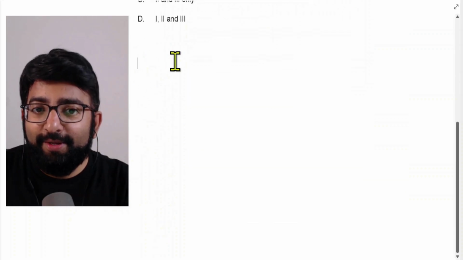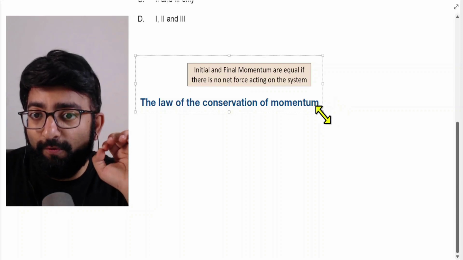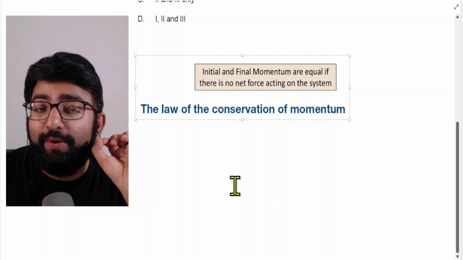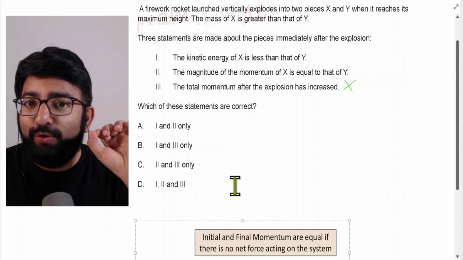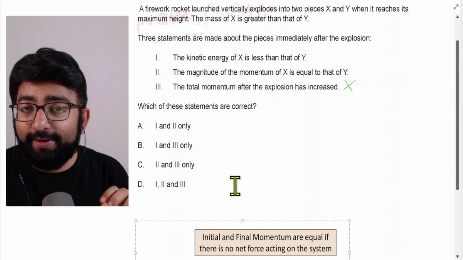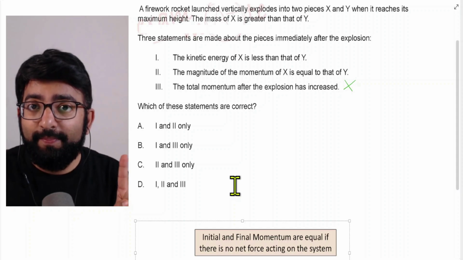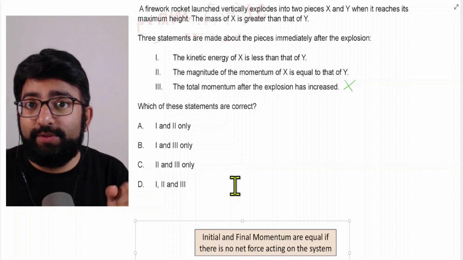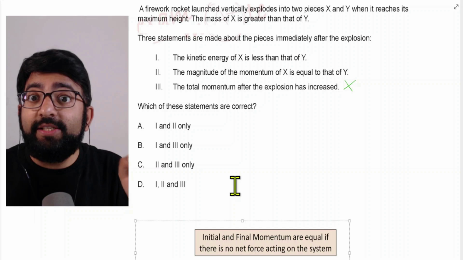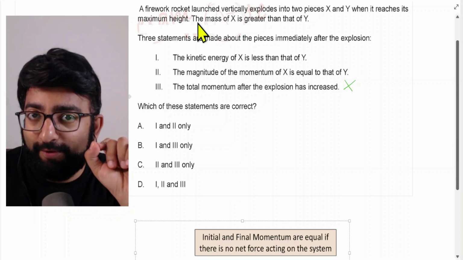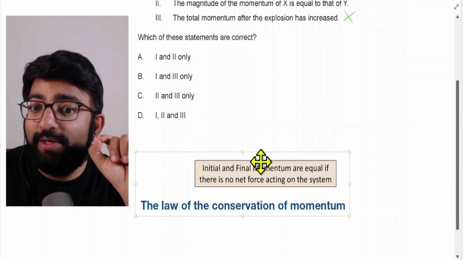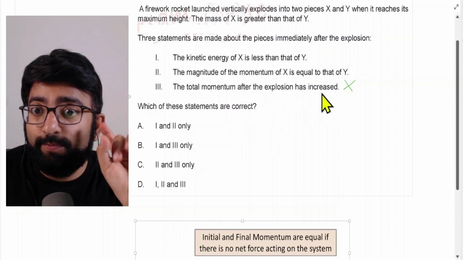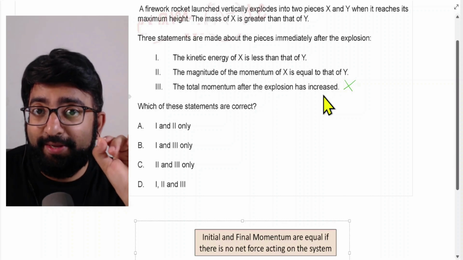Let us revise the law. According to the law of conservation of momentum, initial and final momentum are equal if there is no net force acting on the system. So, in this case, we have a firework rocket. Now, it has exploded, which means there is some sort of a force. Explosive force is an internal force. So we can say there is no net external force acting on this firework rocket. Hence, we can say initial and final momentum are supposed to be equal. So the total momentum after the explosion cannot increase, it will still stay the same.